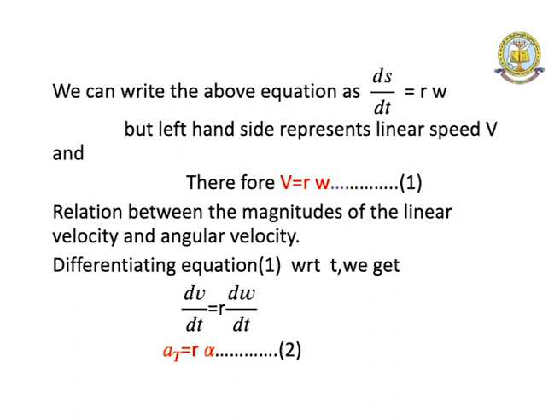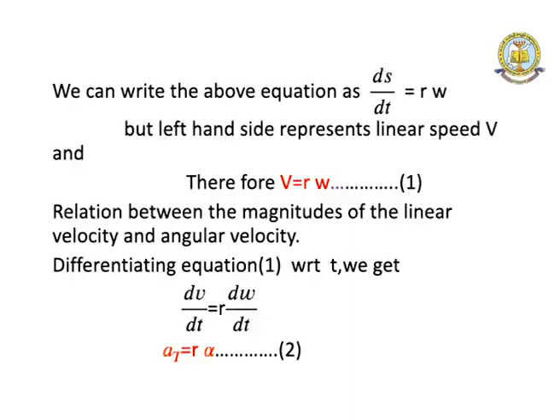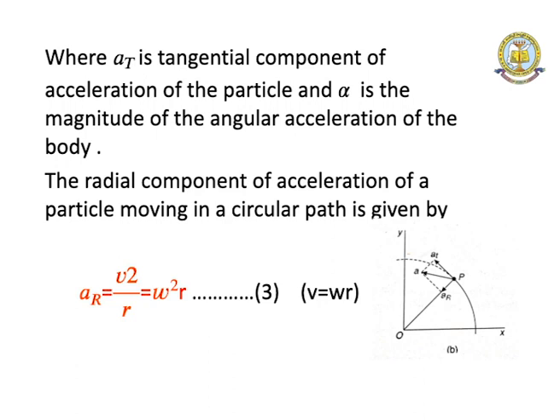Differentiating equation 1 with respect to t, we get dv by dt is equal to r into d omega by dt. Now dv by dt is the acceleration, the rate of change of velocity is called acceleration. So acceleration is equal to r into d omega by dt, which is the angular acceleration. So at is equal to r into alpha. Here at is the tangential component of the acceleration of the particle, and alpha is the angular acceleration of the rigid body.